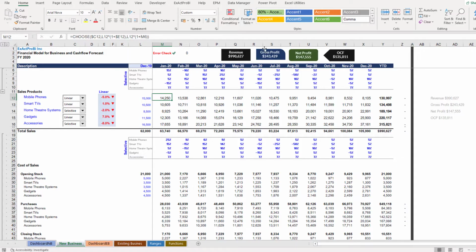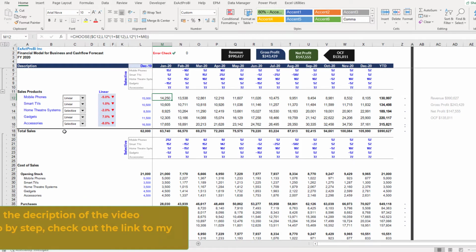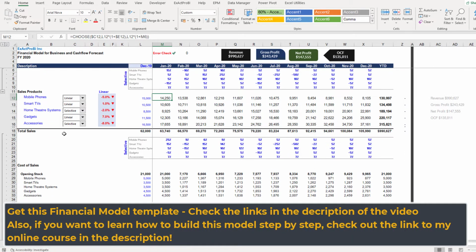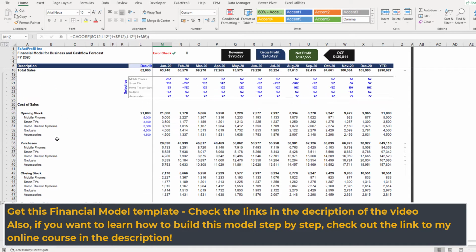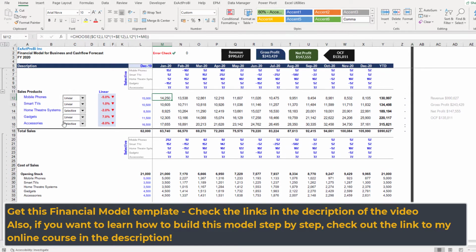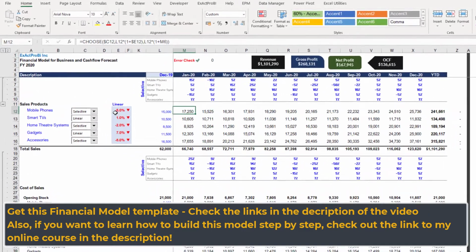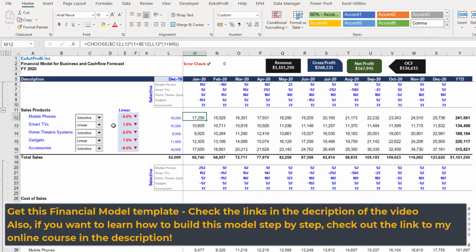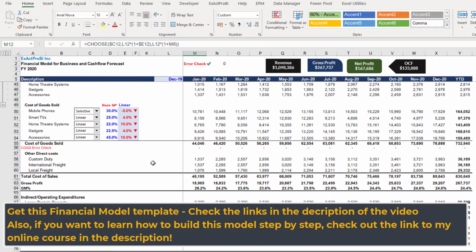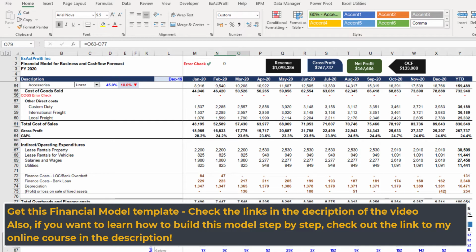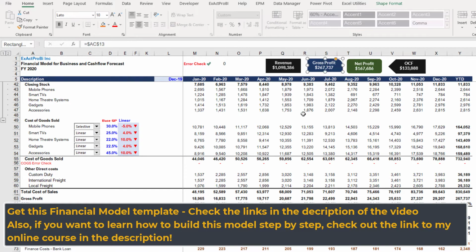Now let's go quickly through the model, where I'll show you what happens if you change various KPIs. When you change these particular scenarios, for example selective or linear, the cost of sales changes accordingly. Let's start with the mix of our sales. For example, let's keep mobile phones as selective, smart TV as selective, and these two linear, and accordingly we'll keep the gross profit here. And accordingly your sale is changing, and you can see here the KPIs are changing.